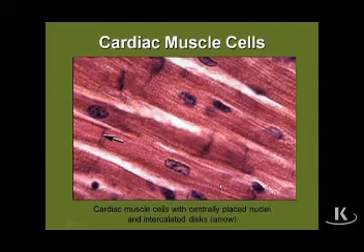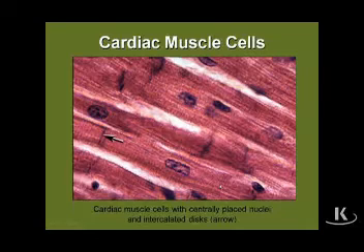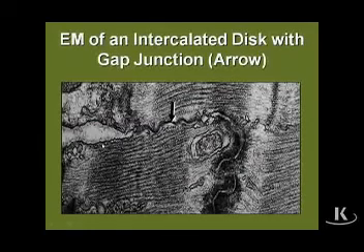Note that in the next picture, which is a histologic view, we see an array of individual striated cardiac muscle cells, and you can see very distinctly that the nucleus is centrally placed and the arrow is pointing to the intercalated disc. At the electron microscopic level, we see the structural features of an individual disc.